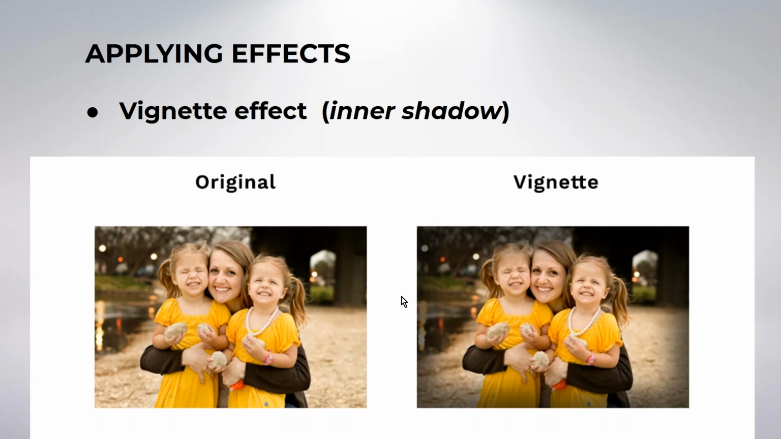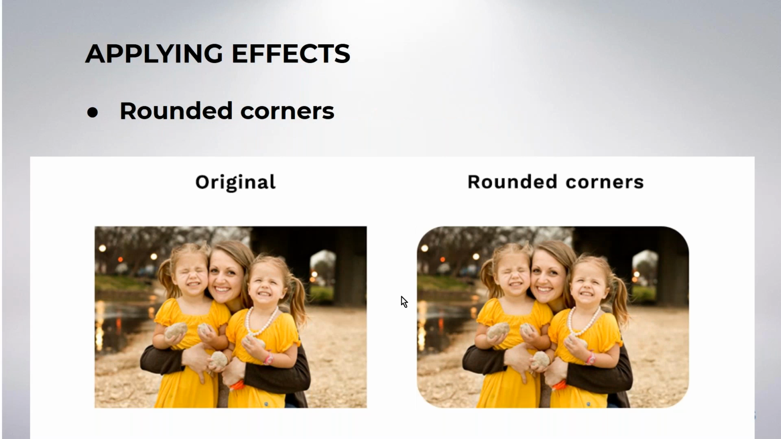You can also give your photo rounded corners by using the corners feature. That's in the effects panel on the right-hand column of the editor. The higher the number you select, the more round the corner edges will be.